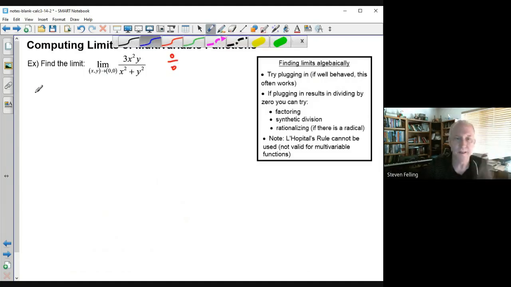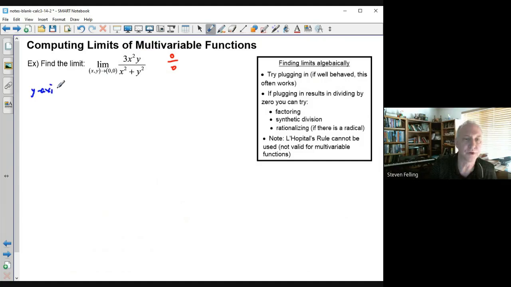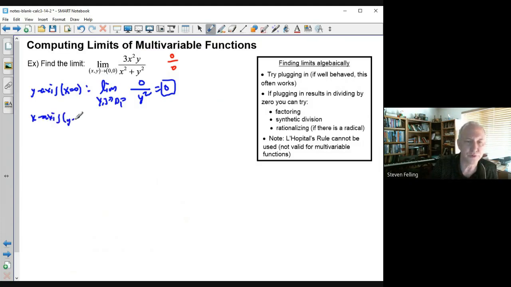Let's try the y-axis. Okay, so the y-axis is where x is 0. So that would be the limit as (x,y) approaches (0,0) of, if I plug 0 in for x, I would get 0 on the top, and then y squared on the bottom, which we know is equal to 0, right? I could do the x-axis, which would be y equals 0, and I would have the limit as (x,y) approaches (0,0) of 0 over x squared, which is also 0, okay?